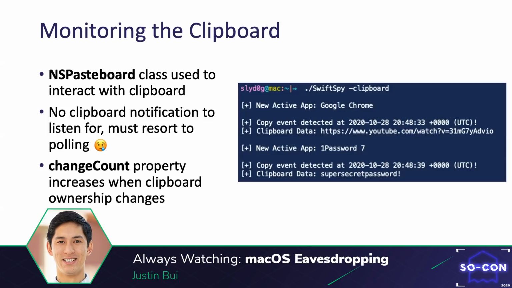The NSPasteboard class has a changeCount property. This property increases when the clipboard ownership changes. So essentially, we can poll for this value continuously, and then when this value changes, we can determine that the clipboard contents have changed and pull the clipboard contents. So on the right side of the image here, you see that from Google Chrome, I was able to just copy and paste the YouTube URL. And then from 1Password, I was able to capture the copy paste of this password.